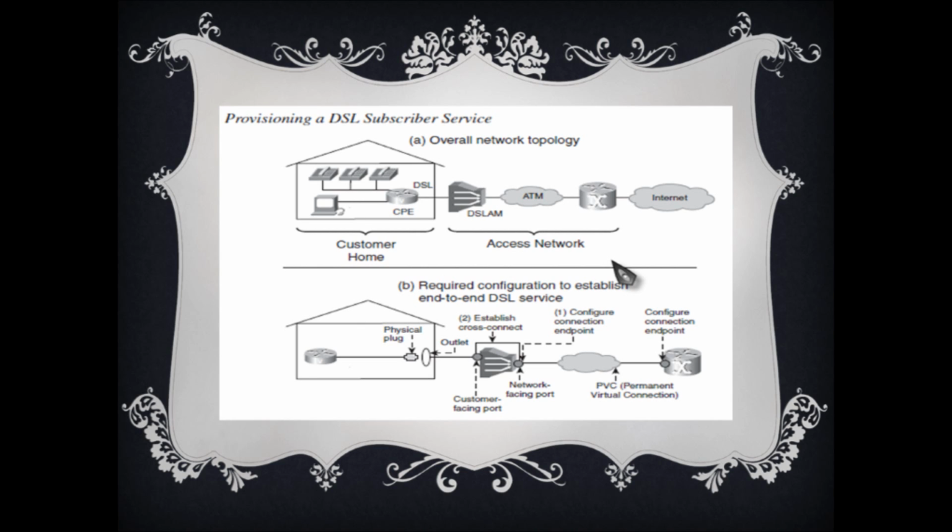Provisioning a DSL subscriber service. The customer connects his equipment, that is his DSL modem, to a wall outlet that, on the service provider's side, leads to the port of a DSL access multiplexer, or DSLAM. This port is referred to as the customer-facing port. The DSLAM in turn uses another port, the network-facing port, to connect through an asynchronous transfer mode, or ATM, network to an aggregation router. This aggregation router actually connects the customer to the IP network.